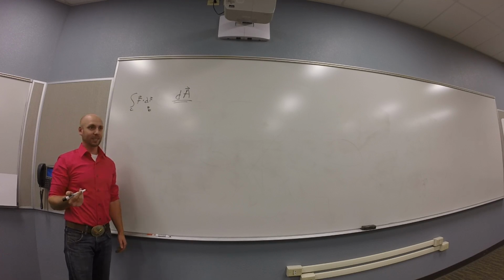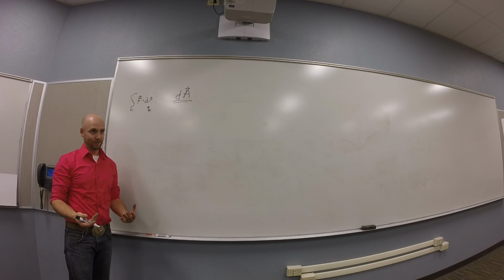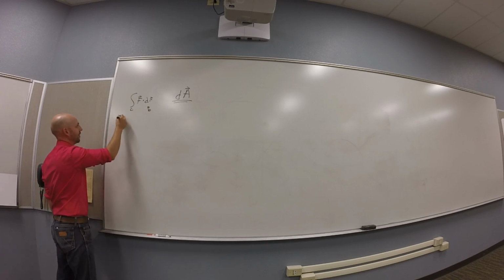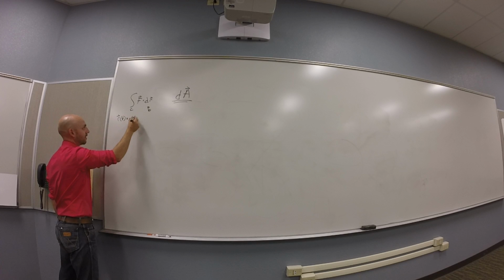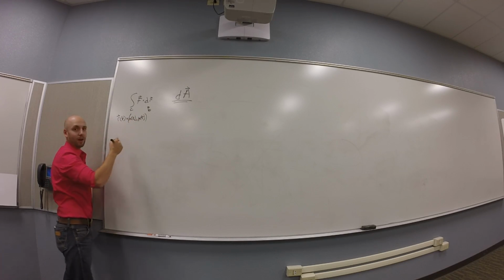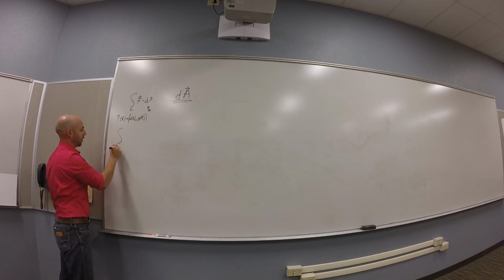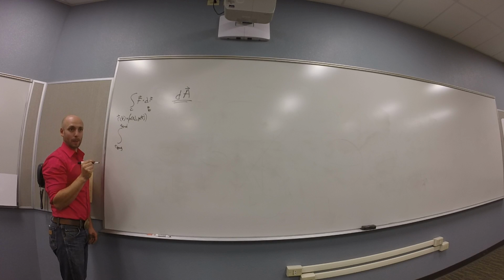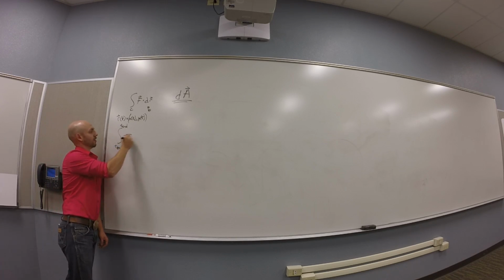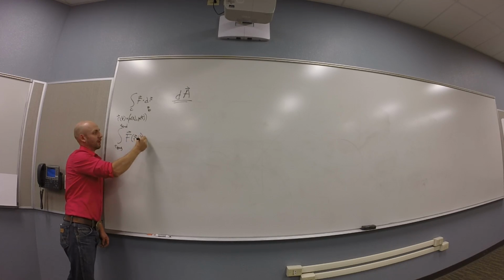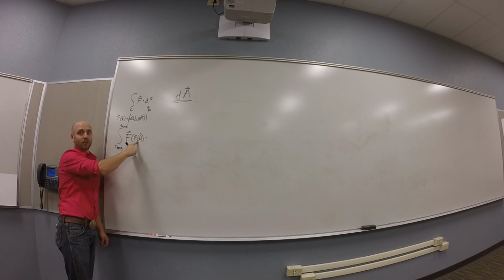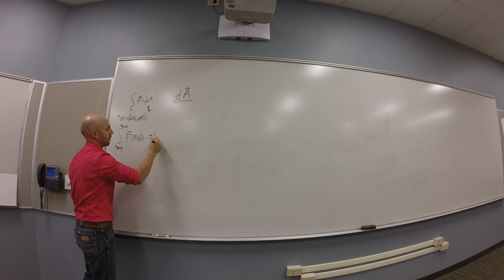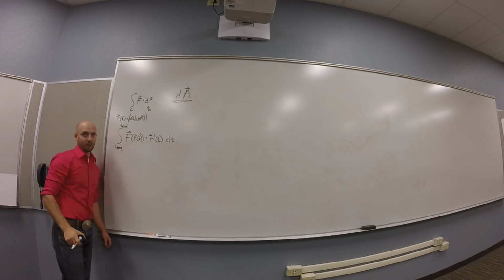And then there's a way for me to actually execute this. I parameterize the curve, so I get r of t is x of t and y of t. Then I do the integral from t beginning to t end of your vector field evaluated at r of t. That's going to be a vector, right? And then I dot with the derivative, r prime of t, and integrate dt.